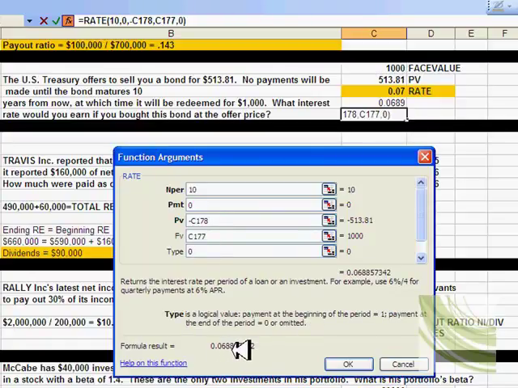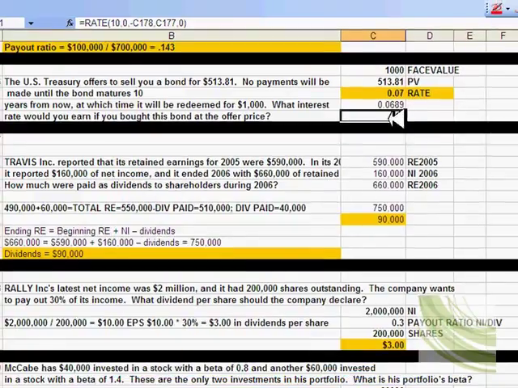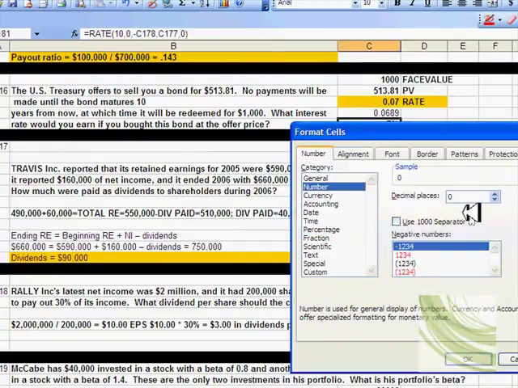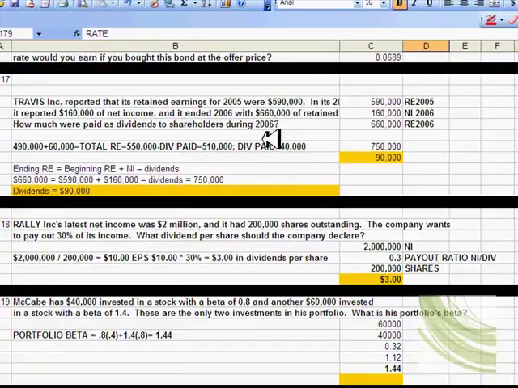And this is what the number is. The formula gives 0.68857. So this is rounding it to 7%. We can right click on that and format cells, and we can go as a number and increase the decimal places to 4, and then it'll give us all the digits. So that's how you would calculate the rate. Use the rate function in Excel to figure out what rate you're earning. Let's do the next problem.